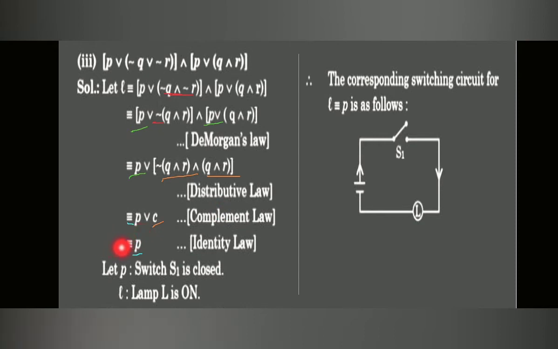Let P be switch S1 closed. P means S1 is closed and the L lamp is on. The corresponding switching circuit for L, which is equivalent to P, is as follows. This is only the S1 switch, or P. This is the diagram for this statement. Next example.